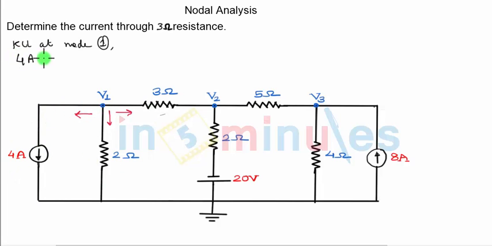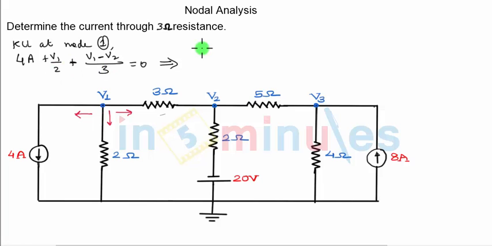So my KCL will be, this current is equal to 4 amperes. This current is V1 by 2 because there is no other voltage source, node voltage upon the resistance, plus now the current through the 3 ohm resistance, because it is flowing towards right, will be V1 minus V2 upon 3, and this will be equal to 0. So let's quickly solve this equation and see what is the final equation in the form of V1 and V2.